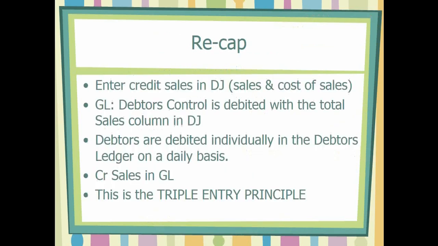So let's recap. To enter credit sales, we enter them in the debtors journal. We use a sales figure and a cost of sales figure. Look out for words like bought on account, bought on credit, or sold on credit. Once we've entered everything into the debtors journal, we post it to the general ledger. We debit our debtors control with the total sales column in the debtors journal. Debtors are then debited individually in the debtors ledger on a daily basis. We credit our sales in the general ledger. So this is what we call a triple entry principle.